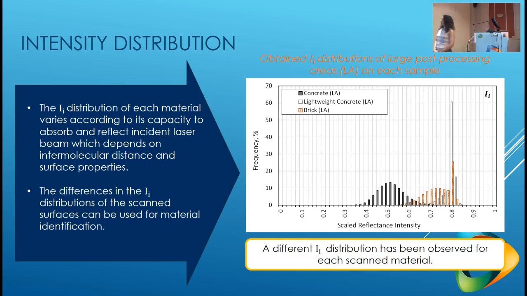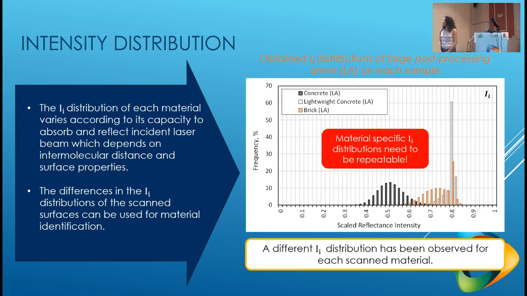So these are our results for intensity distribution. For the large post-processing area, you see different colors. The concrete is in a darker color, a light white with a grayish outline, and brick is in orange. You can see that these different components, different materials, have significantly different intensity histograms. So we can actually identify different materials by looking at these different histograms.